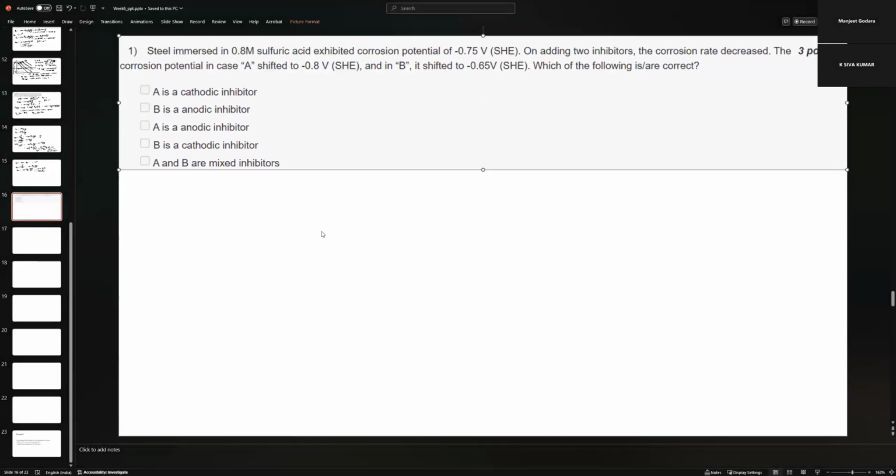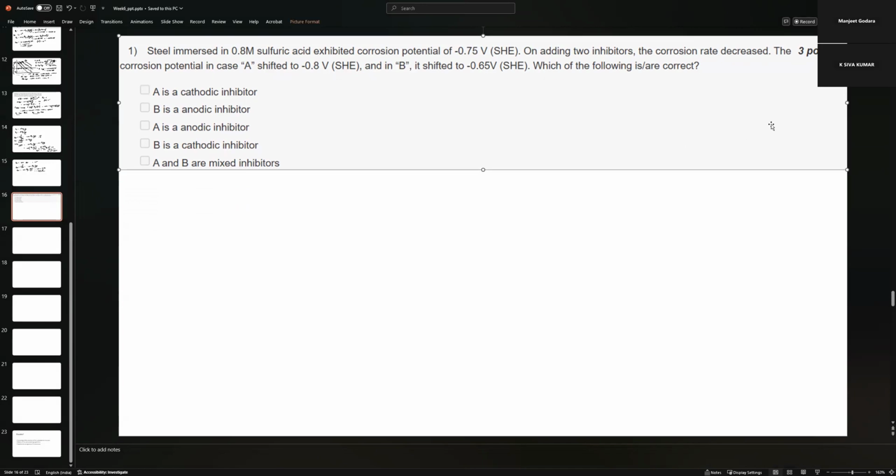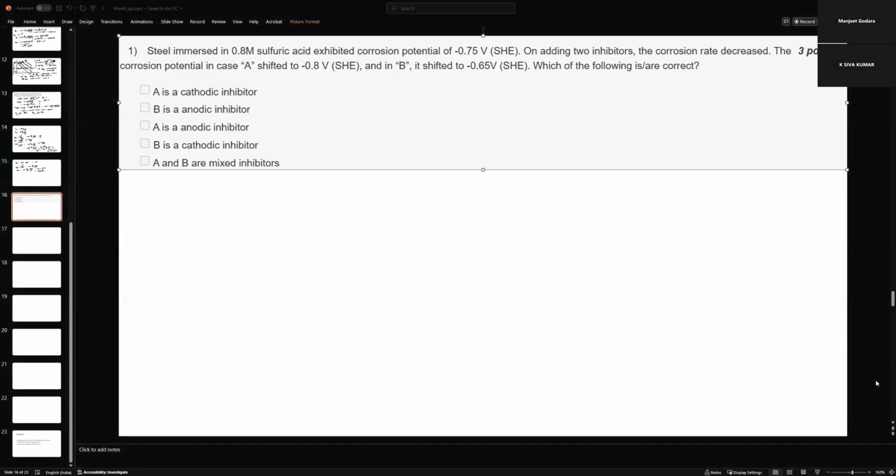The first question: steel is immersed in sulfuric acid and exhibits a corrosion potential. We are adding two inhibitors, where the corrosion rate decreases. In one of them, the corrosion potential shifts to -0.8, in another it shifts to -0.65. Depending on which side it shifts, you can say if it's a cathodic or anodic inhibitor, like it was covered in the lecture.